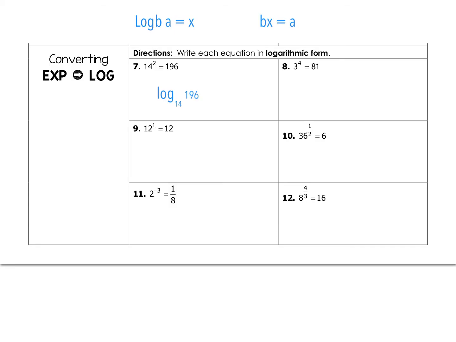And then my exponent becomes what my log is going to be equal to. And so I've got log base 14 of 196 equals 2. And I can always check it by 14 to the second equals 196. So that is correct. All right, go ahead and pause the video, and I'd like you to try to write out from exponential form to log form the remaining 5 problems.